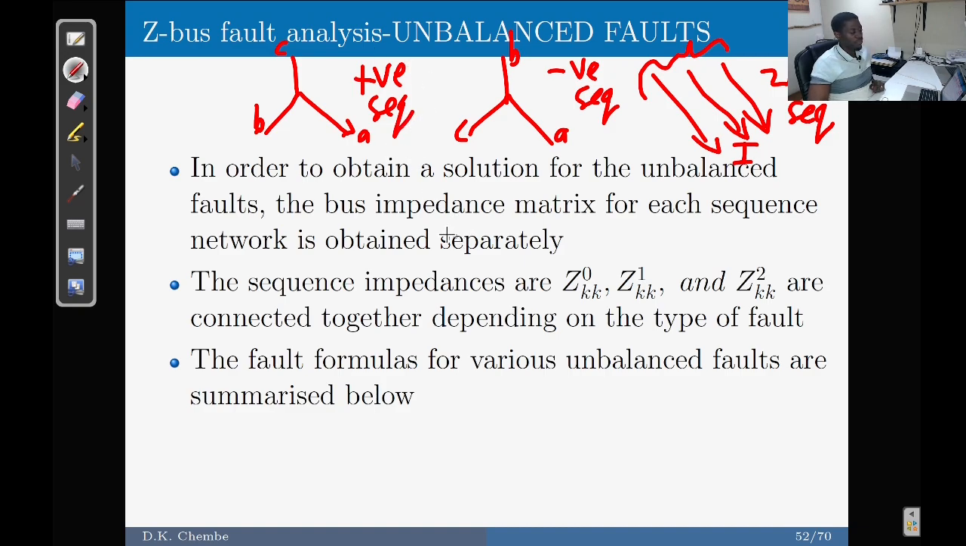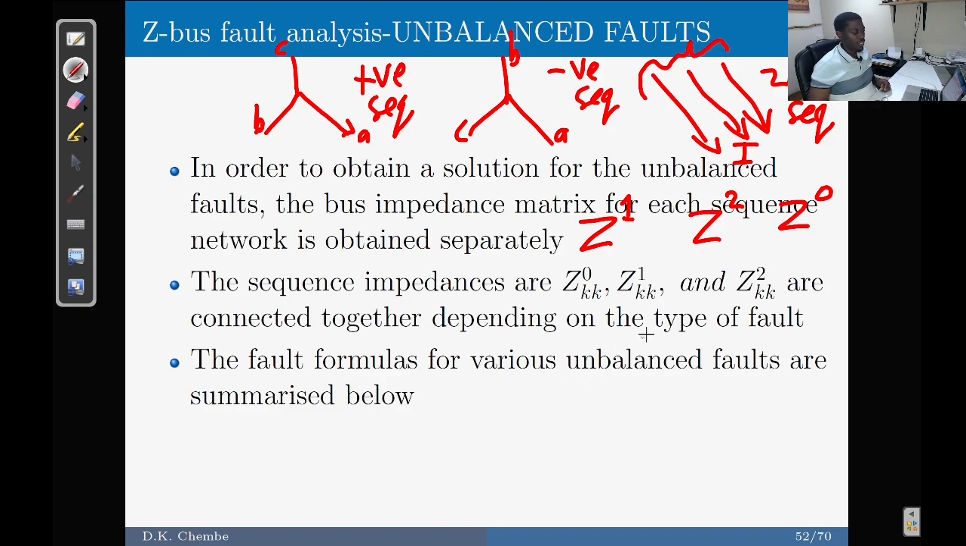So for us now, for this scenario, we have to find the Z for the positive sequence. The positive sequence is taken as 1. The negative sequence is taken as 2. The zero sequence is taken as 0. Okay, so we have to find these sequence impedances.